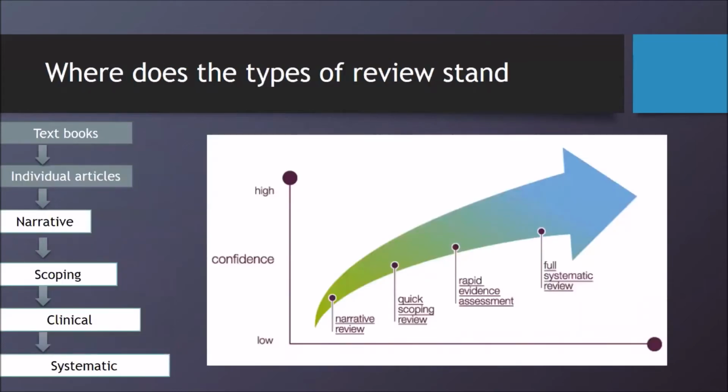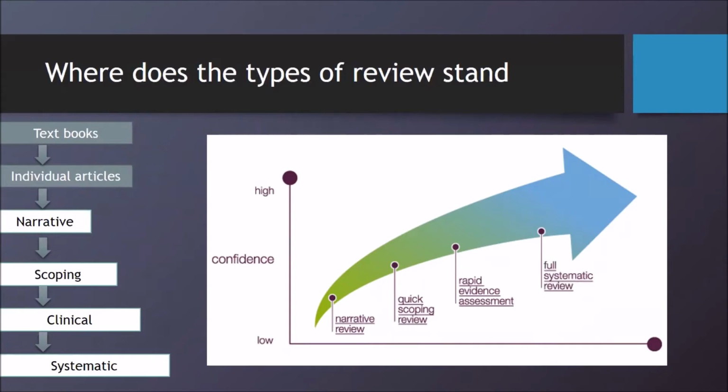Now this figure represents a hierarchical placement of various types of literature reviews, and on the y-axis you will see the confidence with which you can say that these literature reviews are contributing to the evidence in a given topic of interest. In short, the level of information you can rely upon to take decisions.